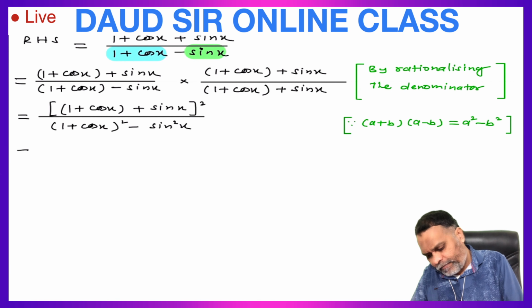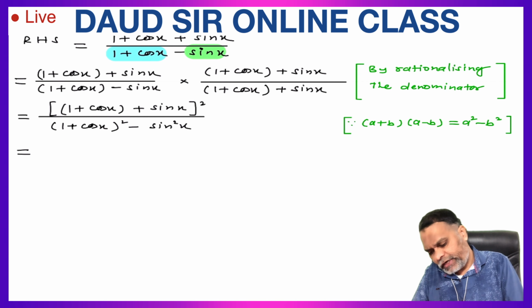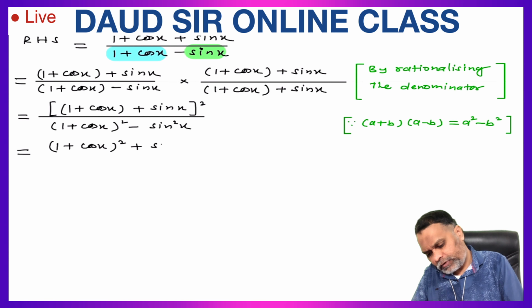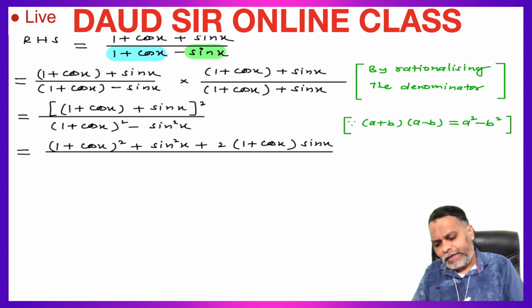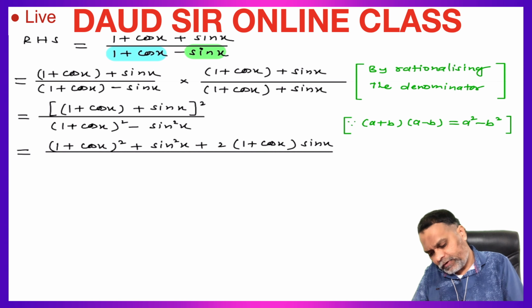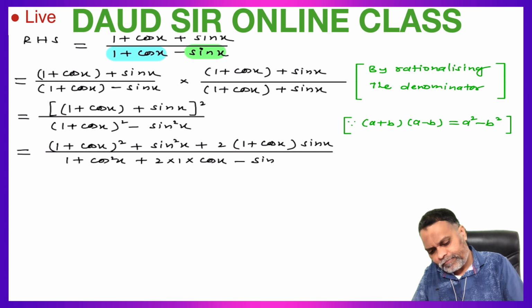In the numerator, apply the identity (a plus b) whole square: a square, so (1 plus cos x) whole square, plus b square, sin square x, plus 2ab, so 2 times (1 plus cos x) into sin x, upon. And in the denominator, again open by (a plus b) whole square: a square plus b square plus 2 times ab, 2 into 1 into cos x minus sin square x.